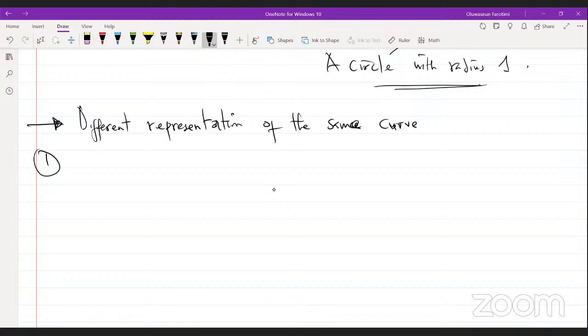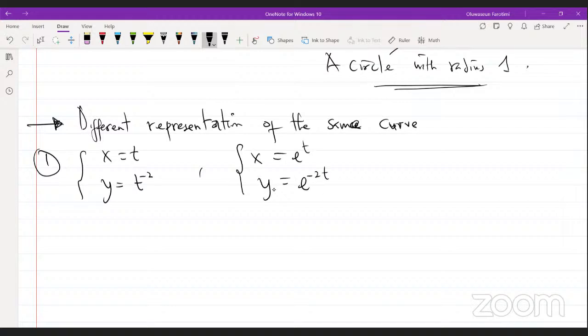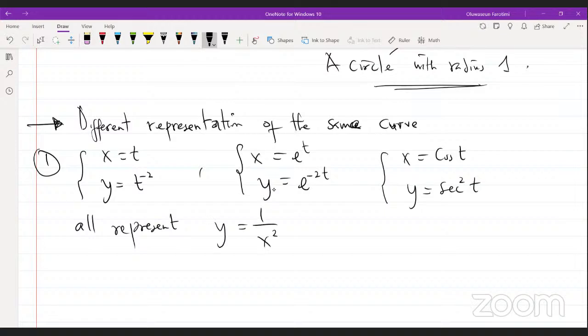Number one, an example of such is this: when x equals t and y equals t to the power of negative 2. Or all of these three guys, y equals e to the negative 2t, x equals cosine of t, and y equals secant squared of t. These guys, they all represent y equals 1 over x squared. You can try this, guys. Eliminate t from all of these three different sets. They will describe this same equation. And this is just the Cartesian equation, right?